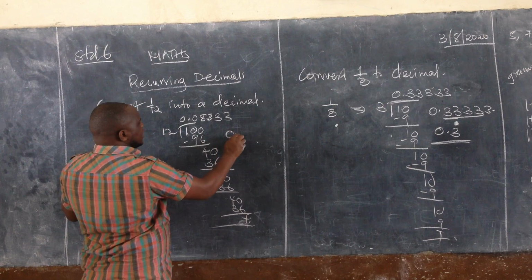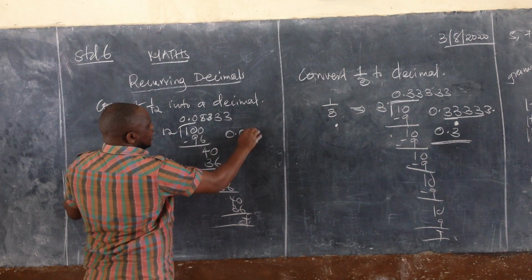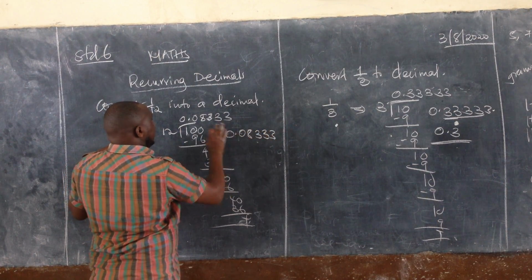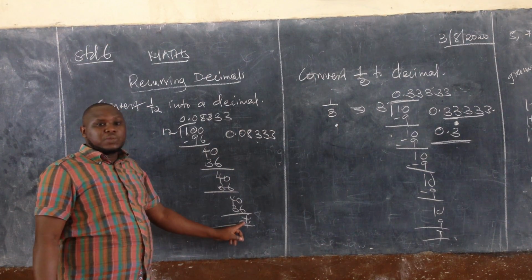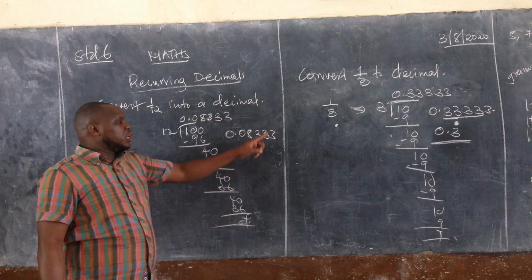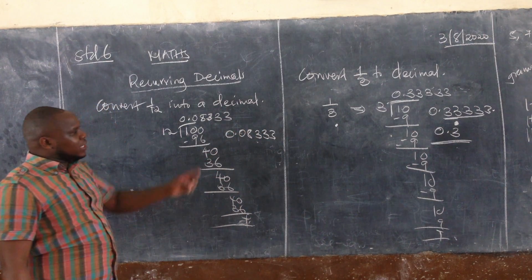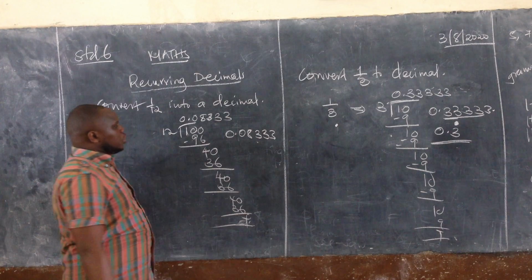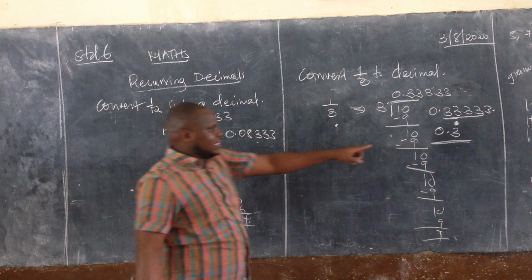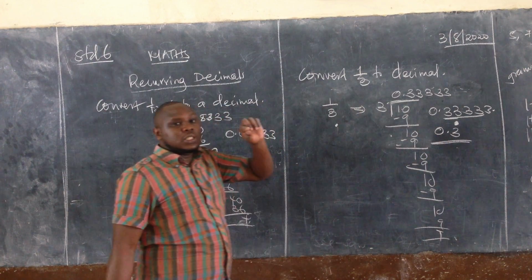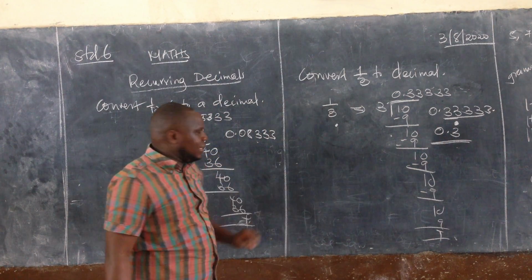So your answer in this case is 0.08333, 3 times and so many other times, meaning that every time you subtract you get 4, and so 3 is going to repeat itself. So where do you put that dot, Lana, I told you? You only put that dot on top of the number that is recurring, not the first number, as in this case. You only put it on top of the number that is recurring.